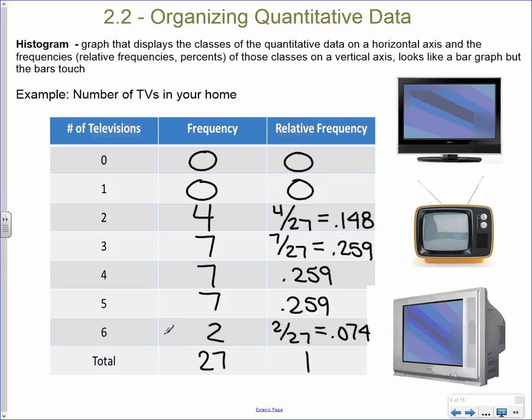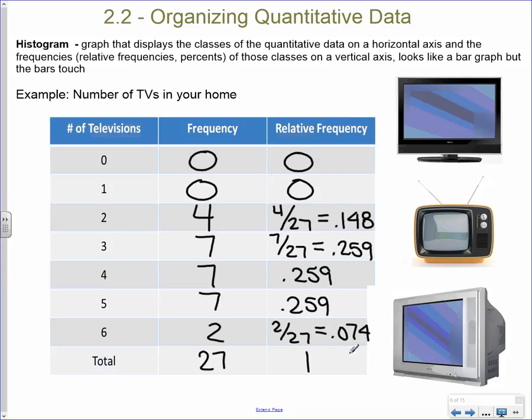So organizing quantitative data, so this of course is when we're doing numbers. Now you see again here, we do a frequency chart or a relative frequency chart the same way. For this number of TVs example, what I actually did was I asked the students in my class how many TVs they had. So you'll notice that none of them said 0, none of them said 1, 4 of them said they had 2, 7 said they had 3, 7 said they had 4, 7 said they had 5, and 2 said they had 6. So this added to 27 students that I had that day.